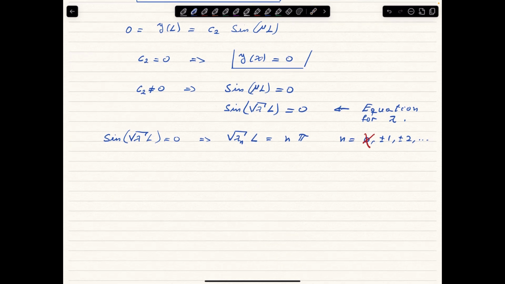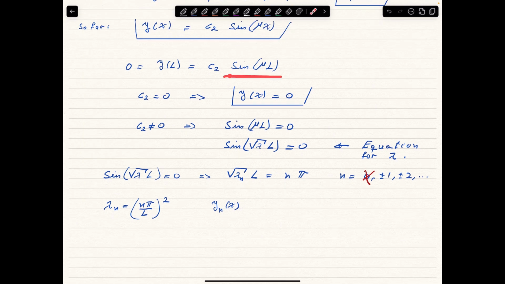And then we have our solutions, which are lambda n, the eigenvalues are (n pi over L) squared, and for each eigenvalue we have an eigenfunction, which is y n of x, which are here. So we have a constant, C2, but now there are many C2s depending on which n we are choosing, and then sine of n pi x over L, and recall n can be all these values.